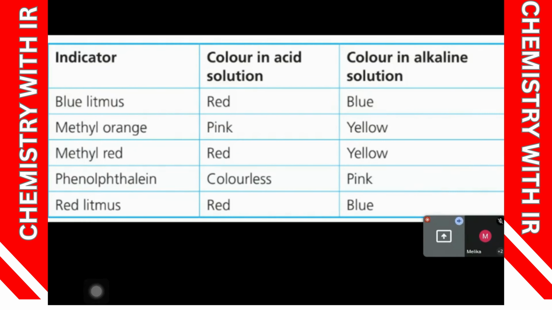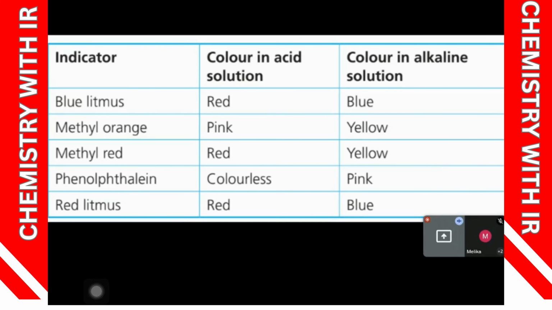Then you have phenolphthalein. Phenolphthalein is colorless in acid but pink in alkaline condition. Then red litmus is red in acid and blue in alkaline condition. You have to memorize this.